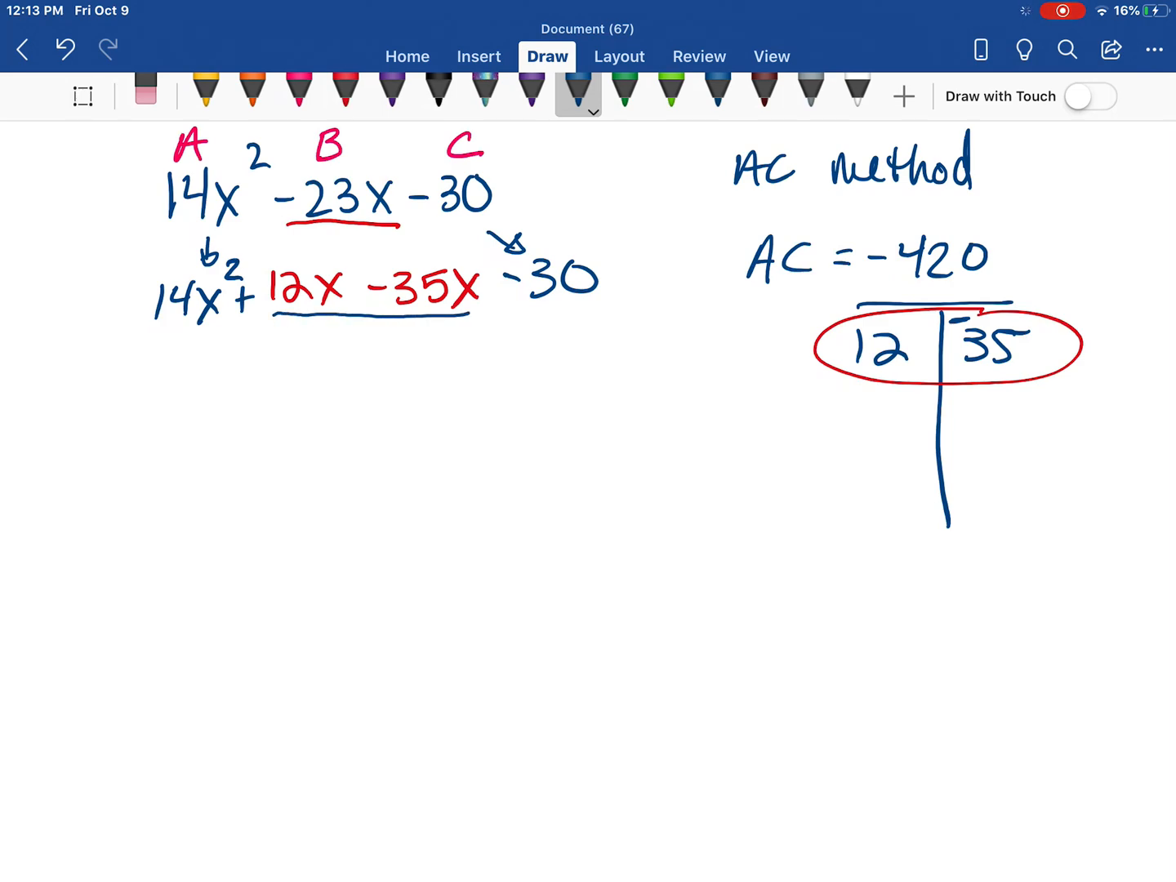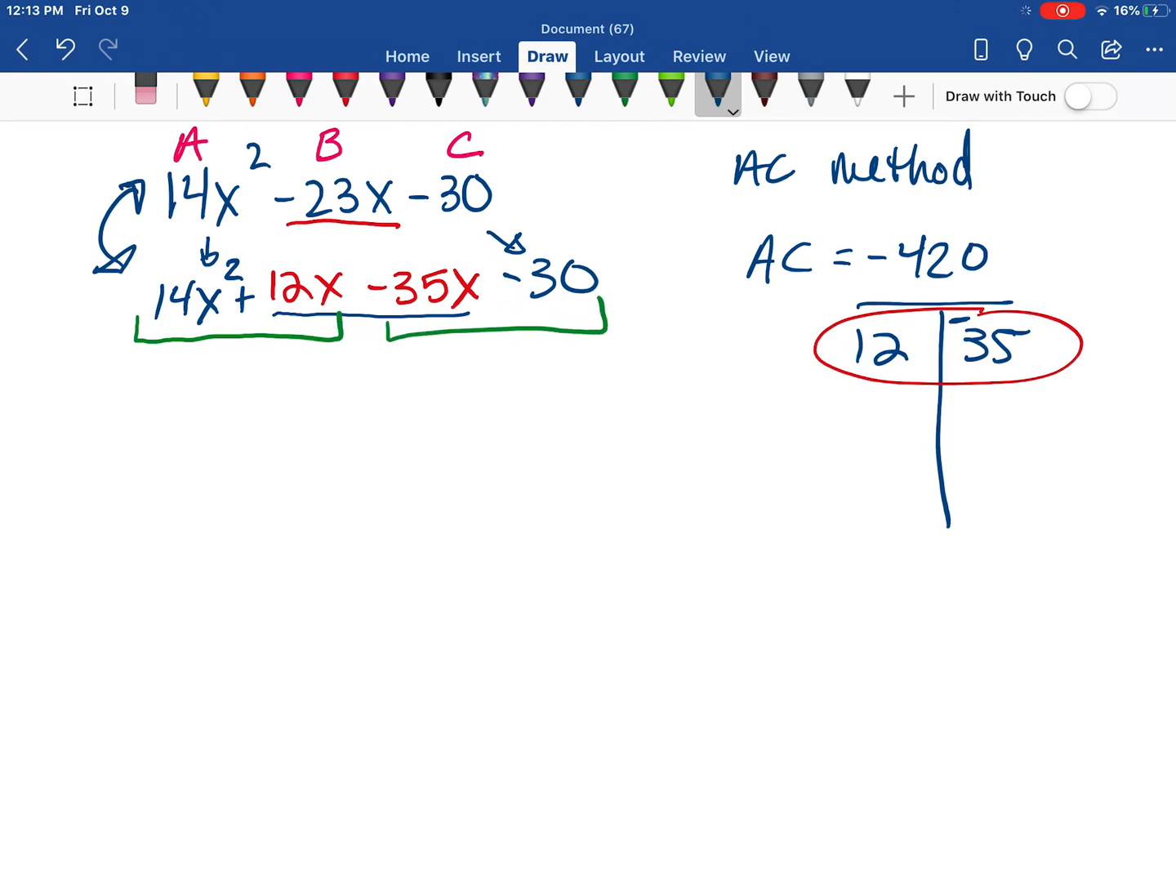Now, I check to make sure this still works, right? If I add these together, I get negative 23x. So these two statements here are equivalent. Now, once I get it written so that I have four terms, and by the way, the order in which I write the 12 and the negative 35 does not matter. You'll still come out with the same answer. But once you have this written in four terms, then you can use grouping.